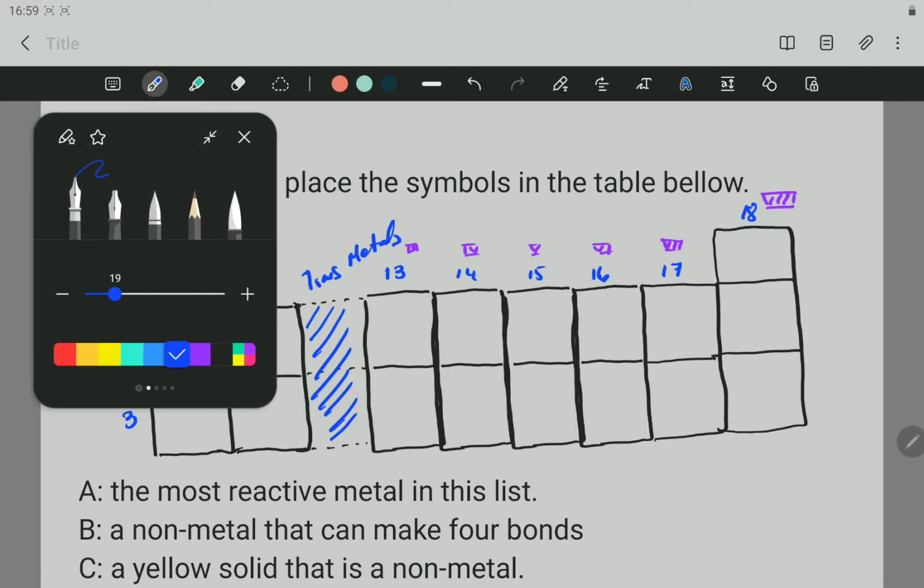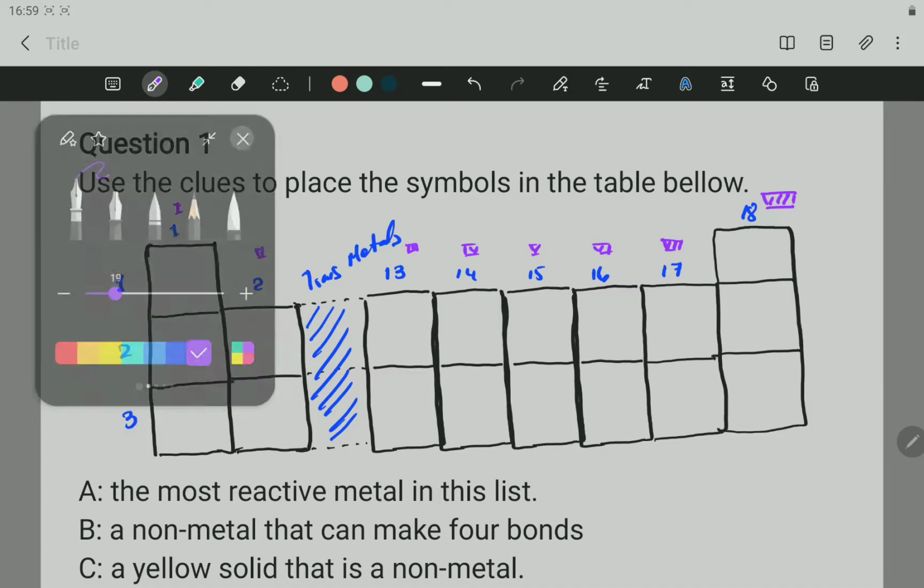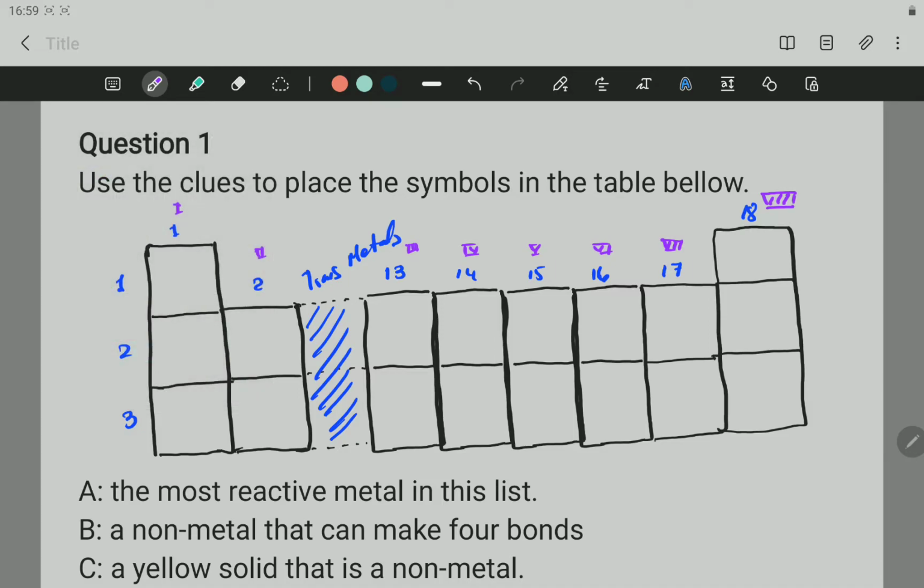We need to remember that reactivity increases as you go down a group. So within the group, the elements that are further down are more reactive than the elements that are on top.